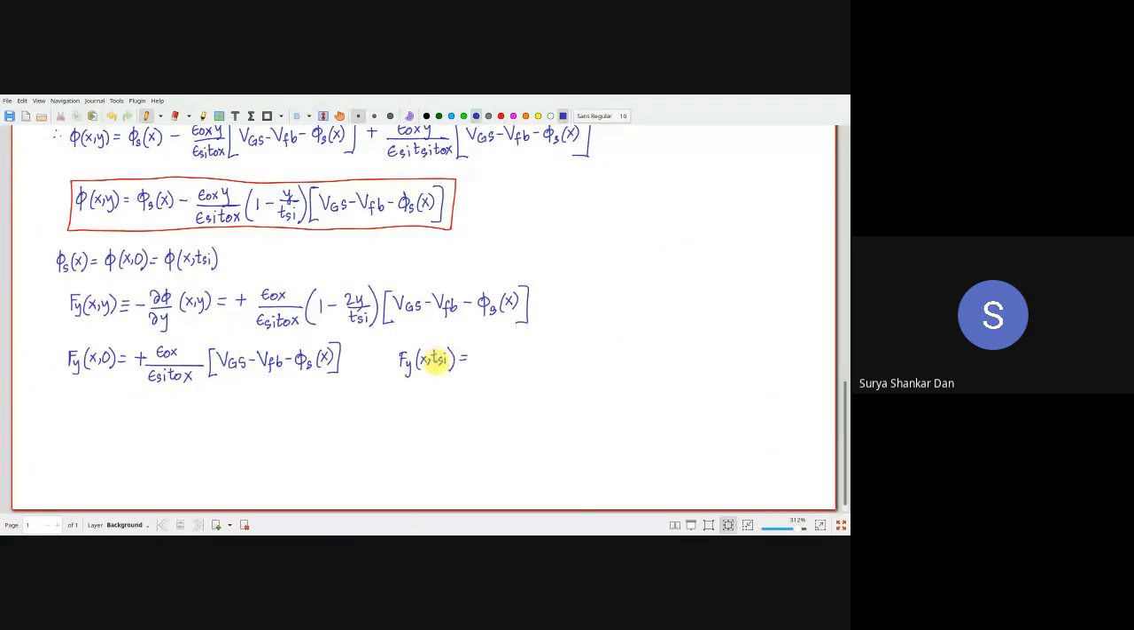What is the value here? Epsilon_ox by epsilon_si t_ox. Here I am simply putting t_si. So if I am putting t_si, what is this? t_si and t_si will cancel. Here it will become 1 minus 2, that is minus will come over here. The rest of the term remains the same.